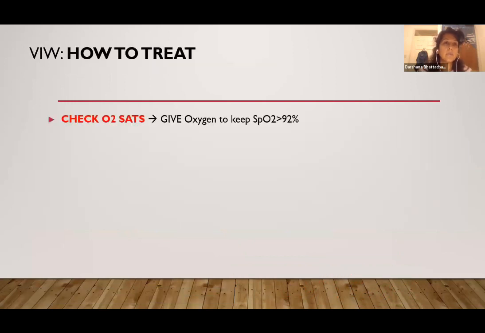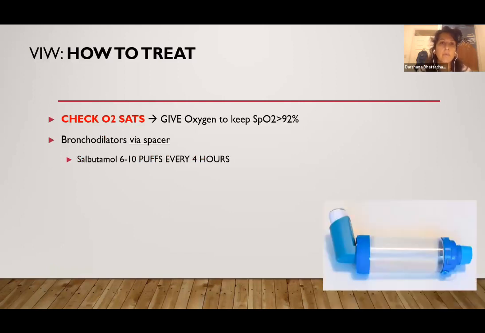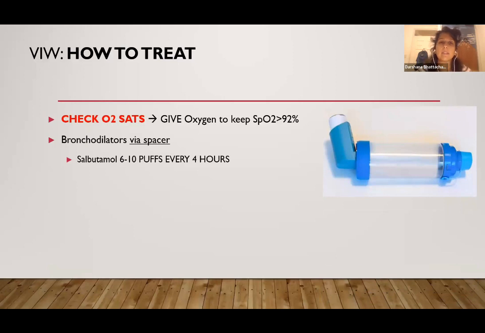Regarding treatment, if you have the ability to do so, always check the oxygen saturations and give oxygen if they need it to keep their sats above 92. In mild to moderate illness, you can manage children with bronchodilators via spacer, and that essentially means salbutamol up to 10 puffs every 4 hours can be given safely at home. And we use a spacer because a lot of the time children don't have very good inhaler technique. The spacer just helps to disperse the salbutamol particles and makes it a lot easier to deliver into the lungs.